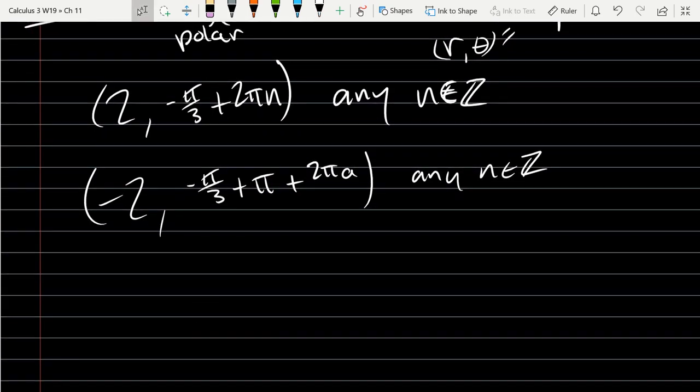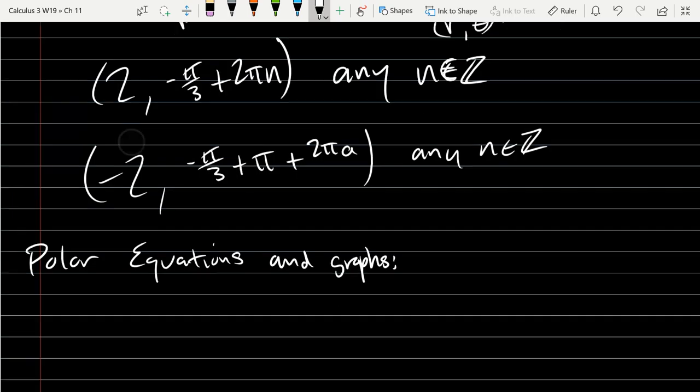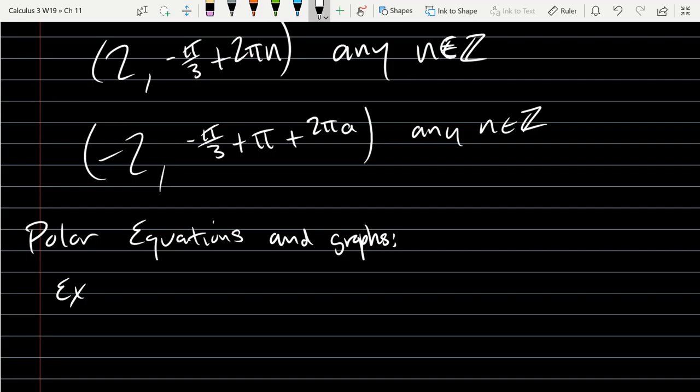So let's start out with some easy polar equations and graphs. For what we're doing right now, I want to just graph in polar. So don't worry about converting to rectangular. Just graph in the polar coordinates that I'm going to write down.